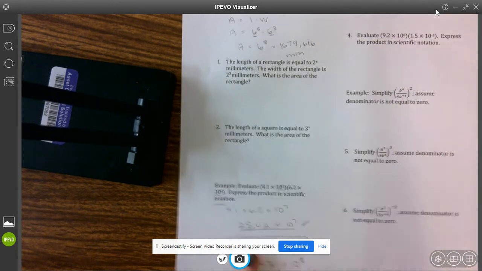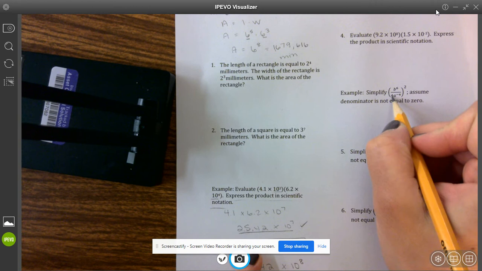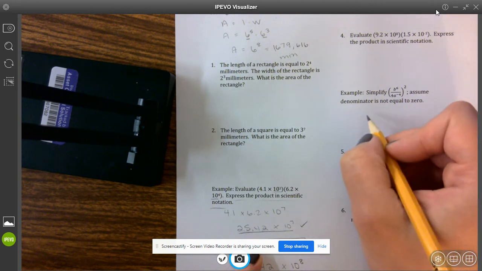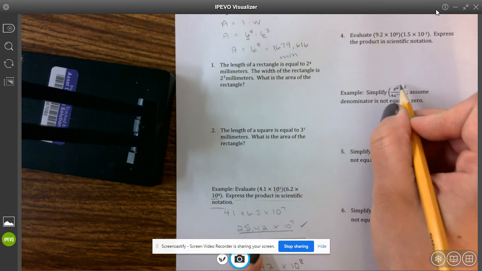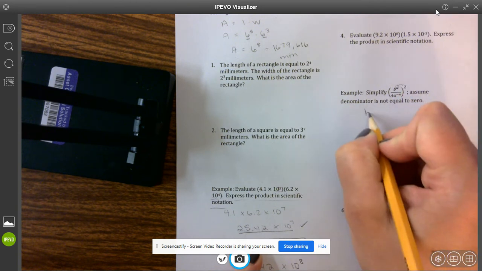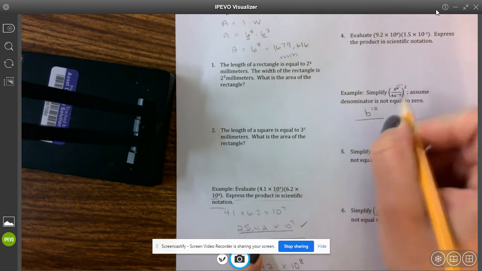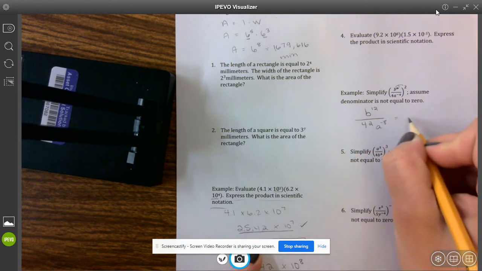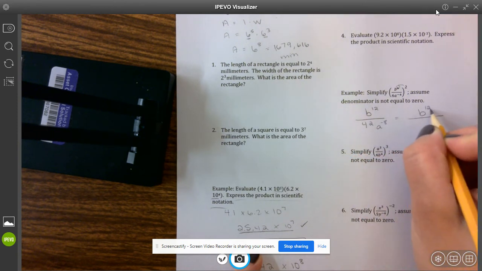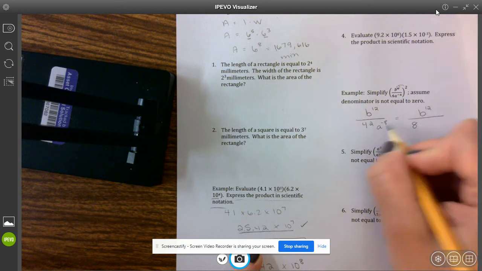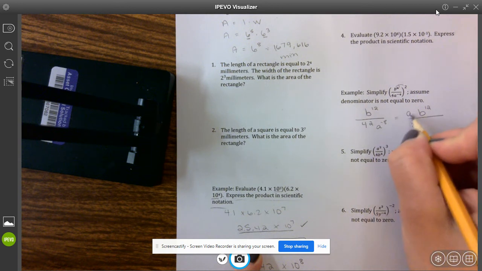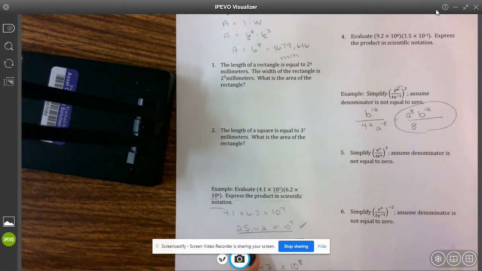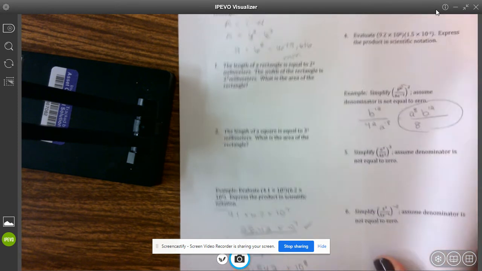Example. Simplify b to the 6th over 4a to the negative 4th, all raised to the second. Assume the denominator is not equal to 0. So 6 to the second, it's 6 times 2, which is 12. 4 to the second, a to the negative 8th. B stays. This becomes an 8. The negative 8 moves to the top, and that is your answer. Complete the next 2 similarly.